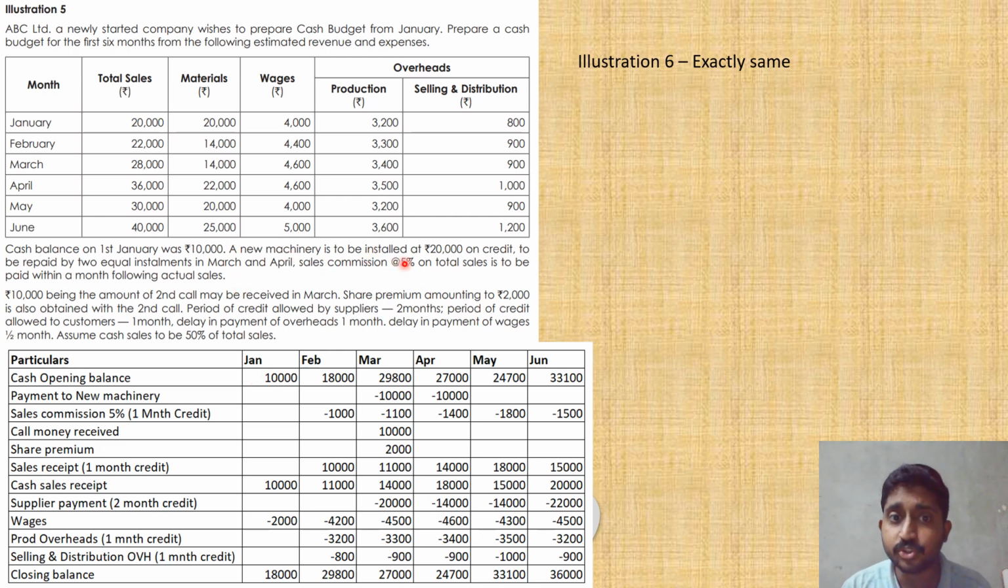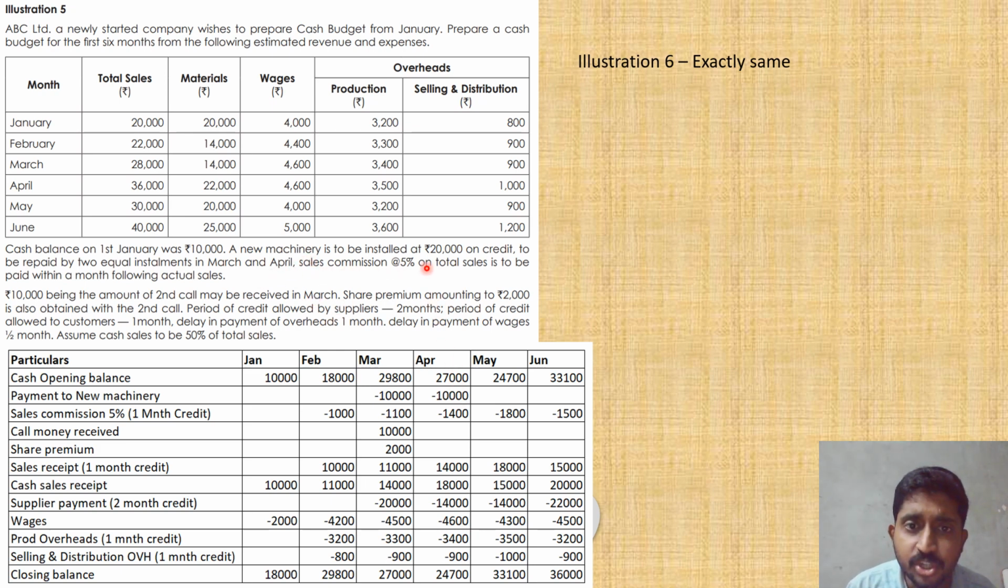Next, a new machinery is to be installed. Based on the production manager's approval, it has come to the finance department. They have to buy and install a new machinery. The cost of it is 20,000 rupees on credit. What is credit? We need not pay immediately; we can pay at a later stage. It is to be repaid in two equal installments of 10,000 each. We are going to repay in March and April. So payment for the new machinery in March and April is 10,000, 10,000. I am putting a negative sign for it because whatever we have to pay out, I am going to put in negative.